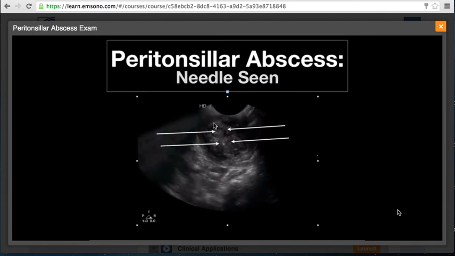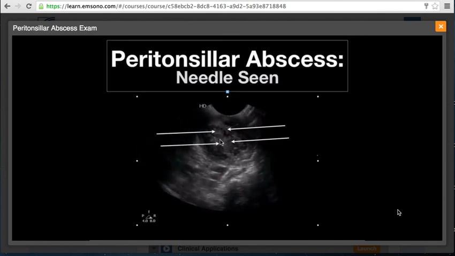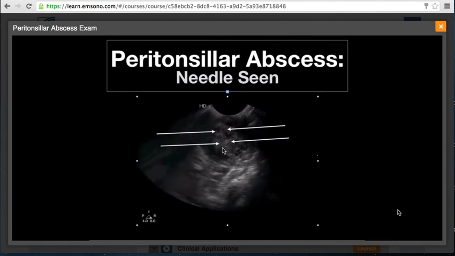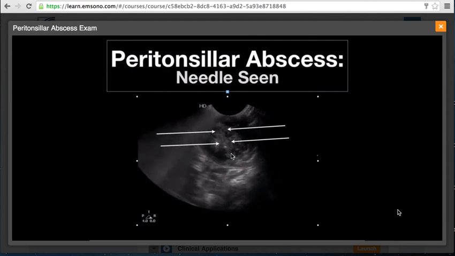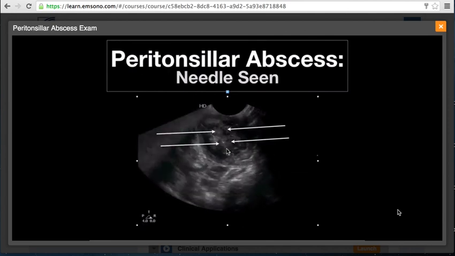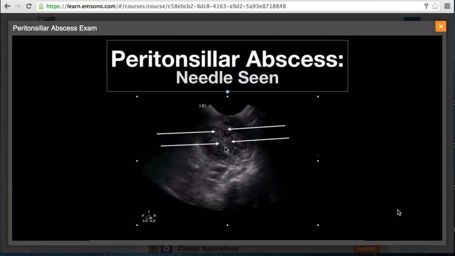Here's one where I did choose to do it under ultrasound guidance, and you can see here's the needle within the abscess cavity here. I'm going from a lateral to medial direction so that I don't hit the carotid artery, but this one was done under ultrasound guidance, and about 5 cc's of purulent material was returned.